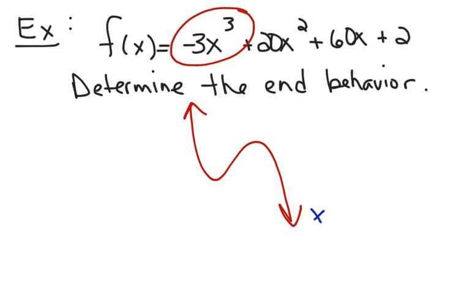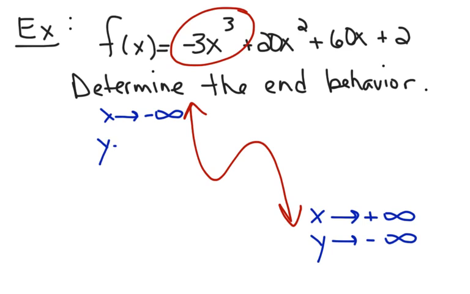Well, I know that this is the side of the graph where the x values are getting positive, because it's always on the right side of the graph. And the y values are getting negative. This is the side of the graph where the x values are on the negative side. And the y values, well, they're going up, so they're becoming more and more positive. So we say the end behavior is, as x approaches negative infinity, y approaches positive infinity. And on the other side of the graph, as x approaches positive infinity, y approaches negative infinity.